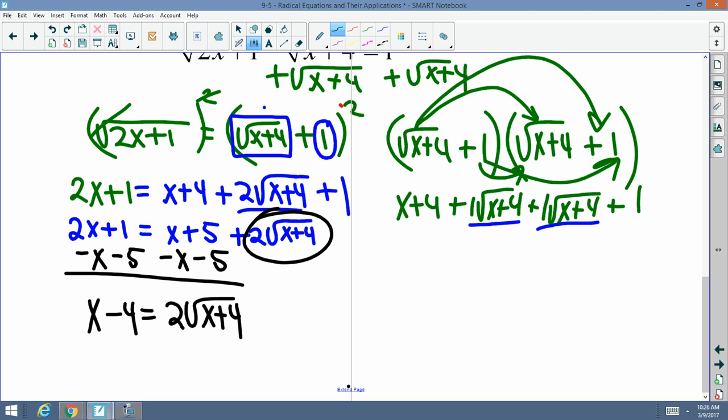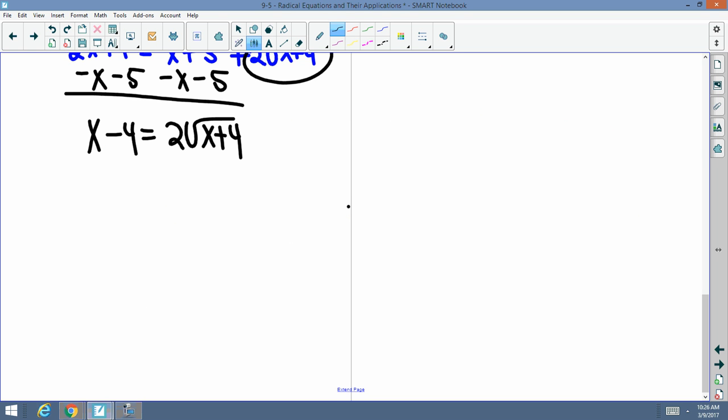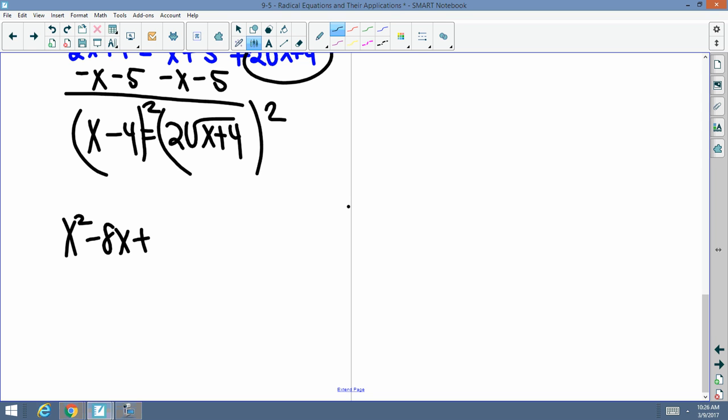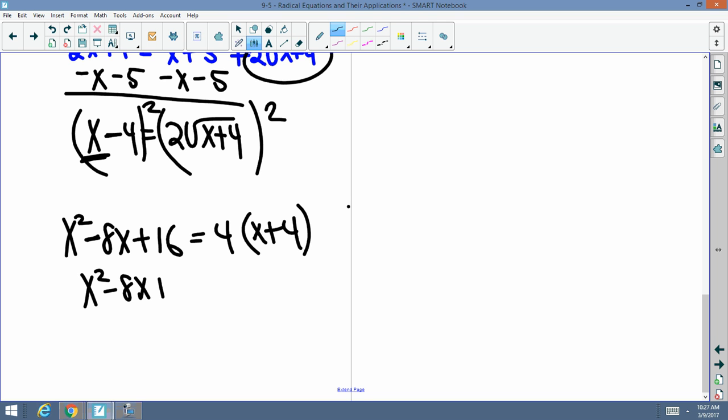Now, I want to isolate the x. So how do I get rid of that radical? Beautiful. This is x squared minus 8x plus 16. Remember, first term squared, right? There's a minus, so minus first times second times 2 plus second term squared. This is going to equal 4 times x plus 4. This is x squared minus 8x plus 16 equals 4x plus 16.